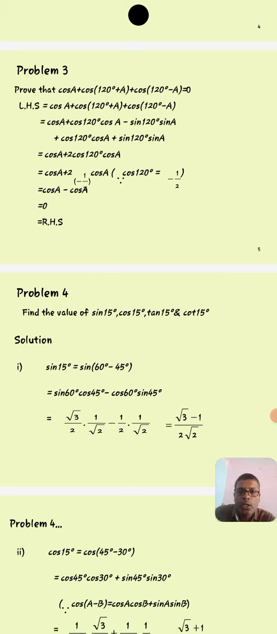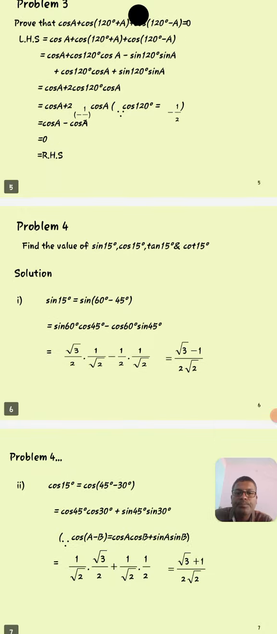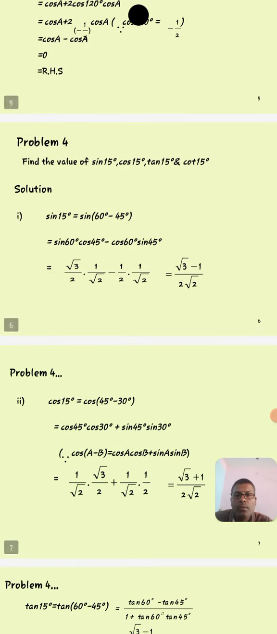Okay, are you clear? Now problem number 4. Find the value of sin 15 degrees, cos 15 degrees, tan 15 degrees and also cot 15 degrees. Okay, find the values of sin 15, cos 15, tan 15, cot 15.